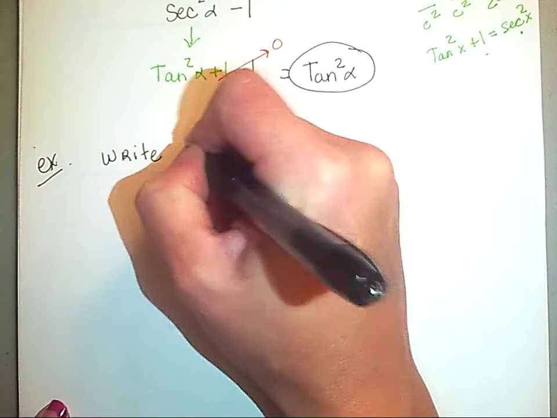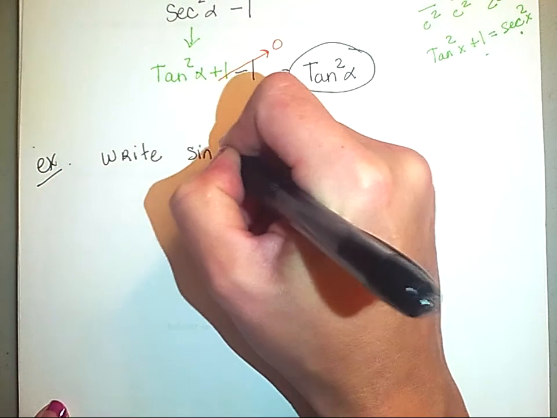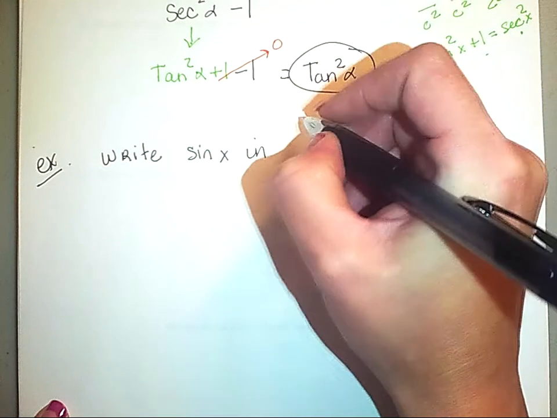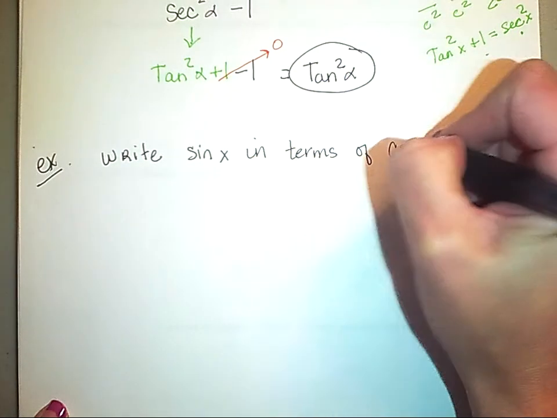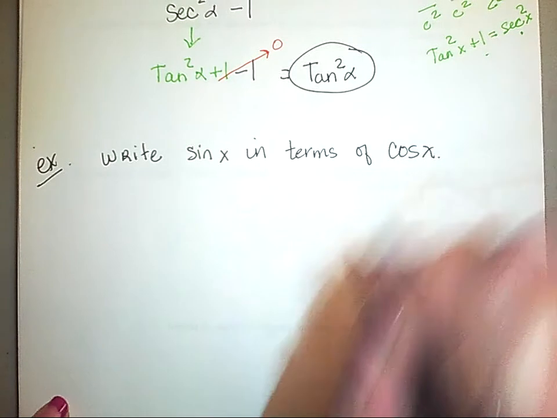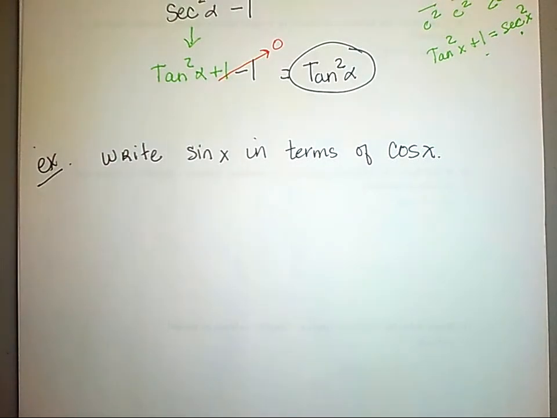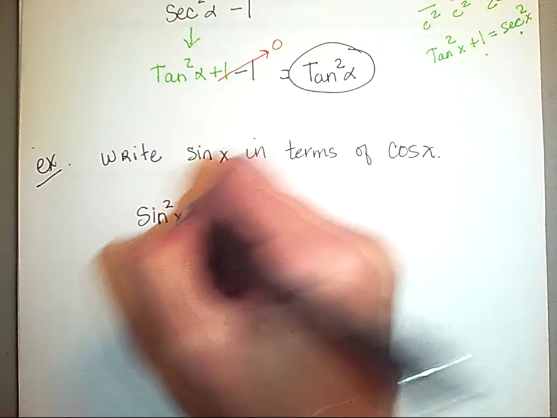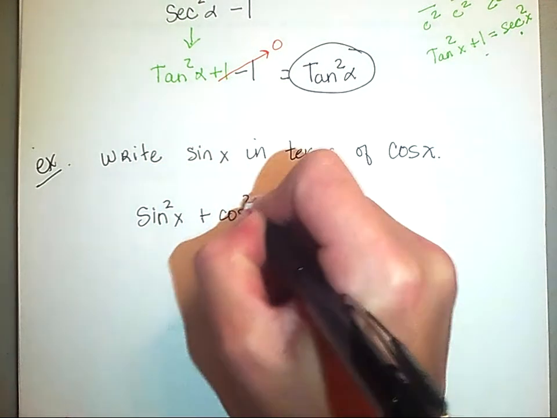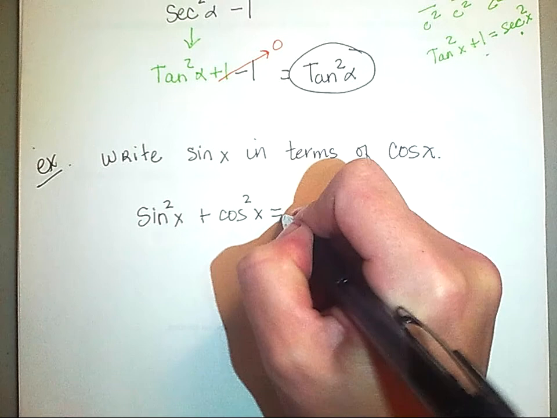Let's try and write sine of x in terms of cosine. Okay, how are we going to do that? Well, let's start with something that we know to be true. We know that sine squared x plus cosine squared of x equals 1. We know that.